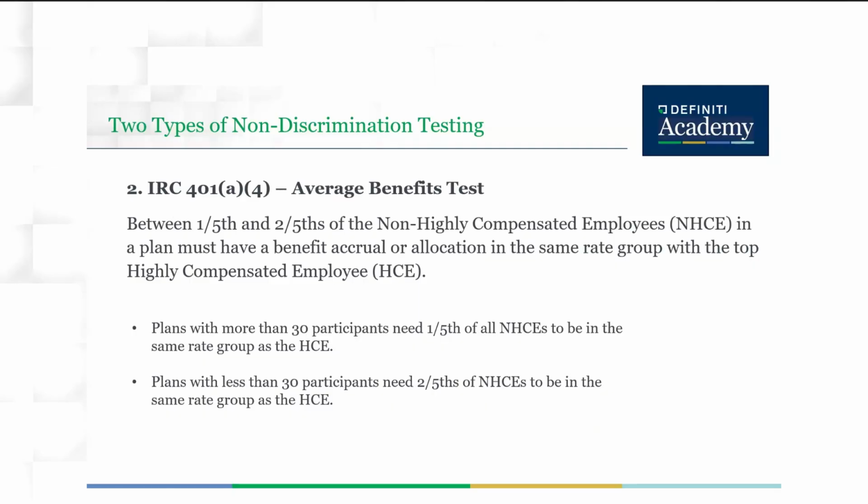Okay, this is the second test I wanted to go over. And our group was only five people. So we're going to follow the branch of the second bullet, that we need 2/5 of the NHCEs to be in the same rate group with the HCE. So, we have four NHCEs. 4 times 0.4, which is 2/5, is 1.6 people. So obviously we need two. We have to round up the 1.6 to two people and have two people get a very high benefit rate.